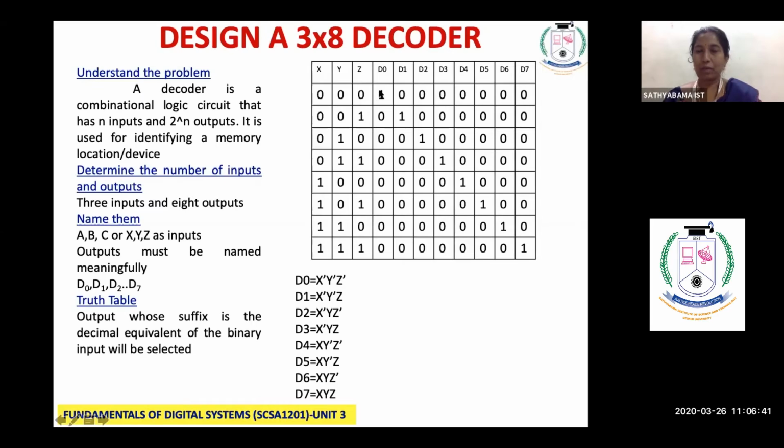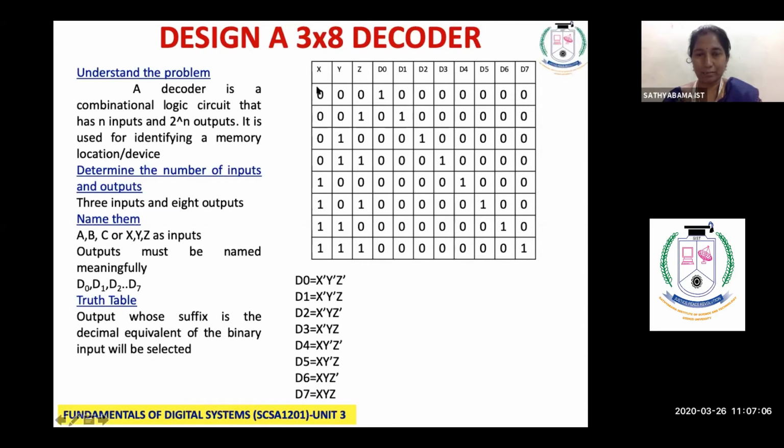So now if you want to select the first device, then you have to give the inputs as what? 0, 0, 0. So if our inputs are 0, 0, 0, then our D0 device is selected. If the input is 0, 0, 1, then D1 is selected. 0, 1, 0, D2. So some pattern is being framed here. We have to identify what that pattern is.